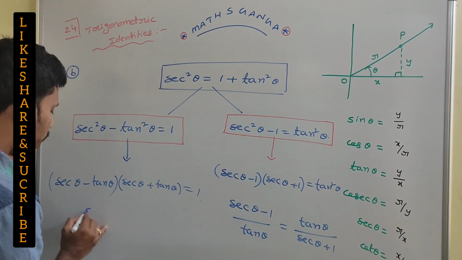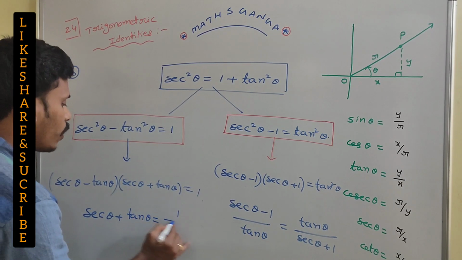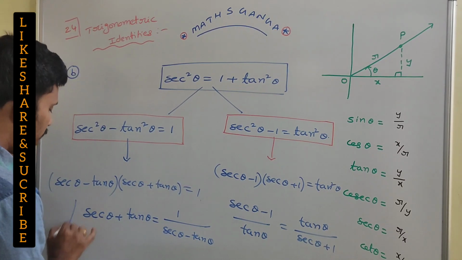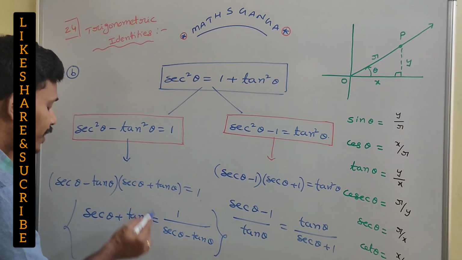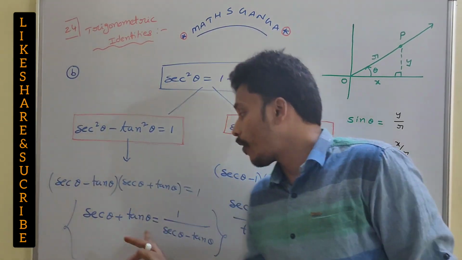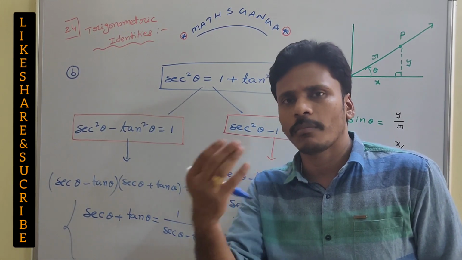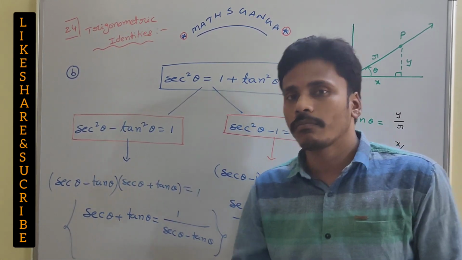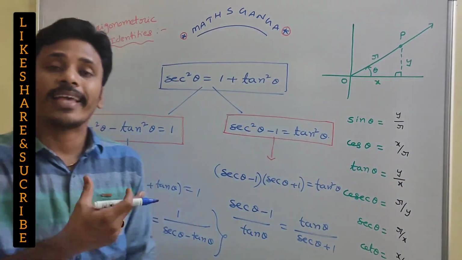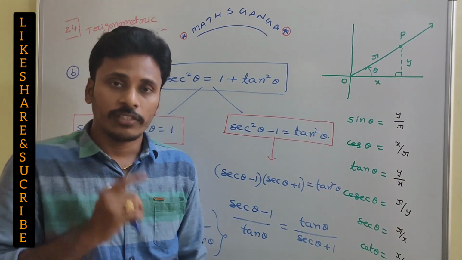Now it is very clear that secant theta plus tan theta equals 1 by secant theta minus tan theta. In the sense, if you pay your attention here, secant theta plus tan theta and secant theta minus tan theta are reciprocal to one another. If you know one value as something, say p, then the other value is 1 by p. Is it clear? So just pay your attention to this second identity, secant square theta minus tan square theta is 1. Okay, just look there.